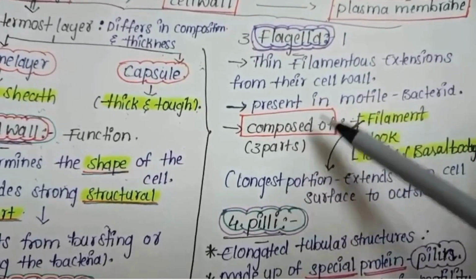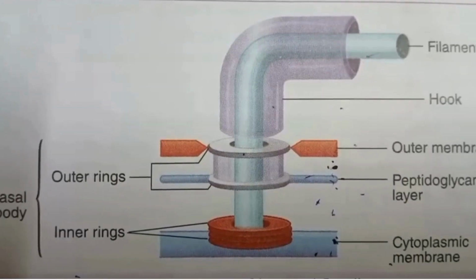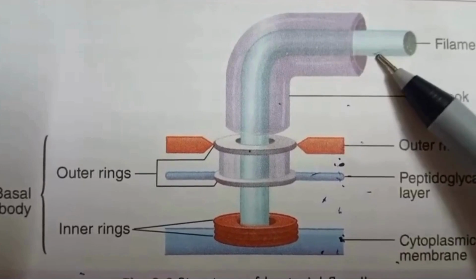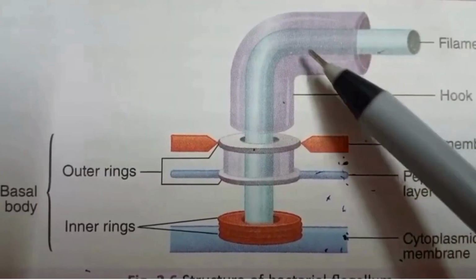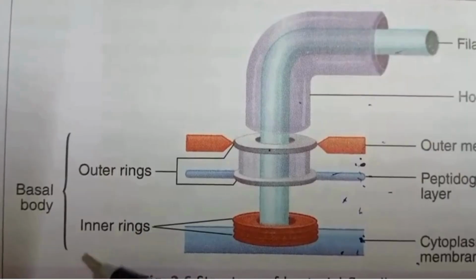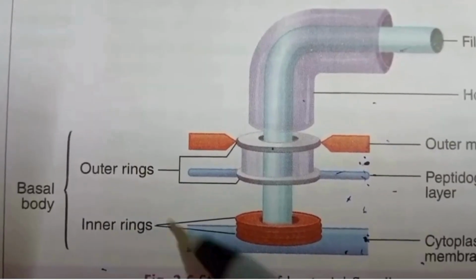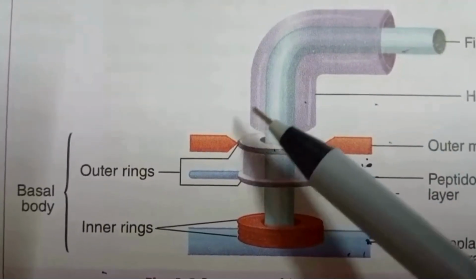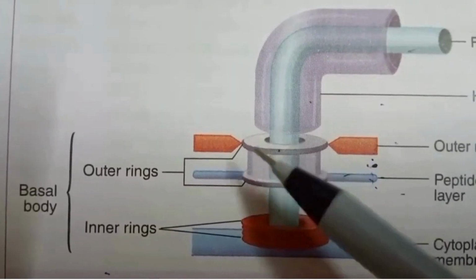Let's discuss the flagella with a diagram. This is the structure of flagella. It is composed of three parts, that is filament, hook and basal body. The basal body again consists of outer rings and inner rings. Filament is the longest portion of the flagella, where it extends from the surface to the outside.